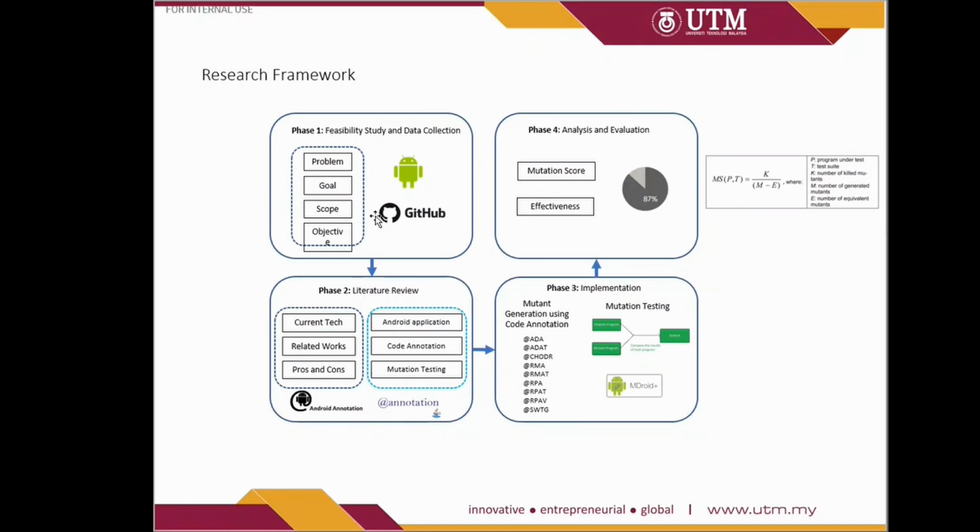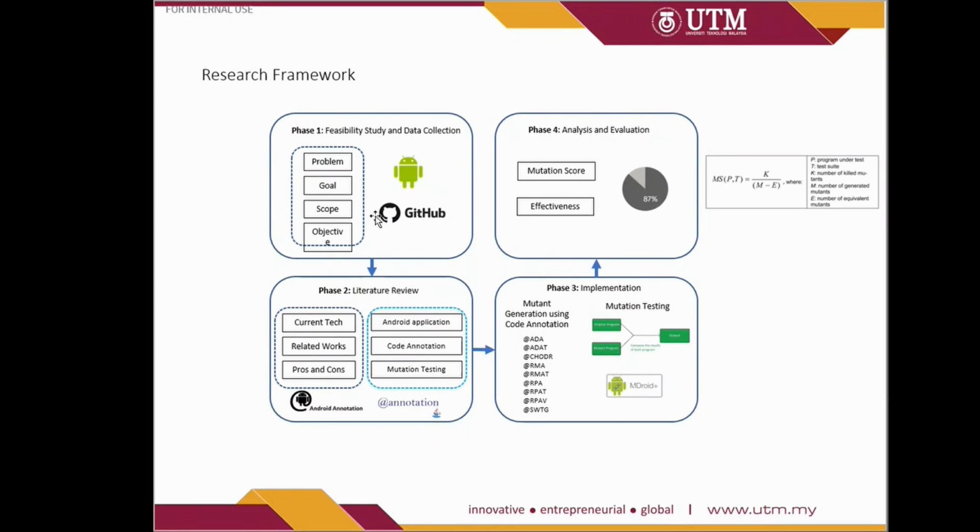In phase 2, we do the literature review, so we review the current tech and also the related works by other researchers. We search a lot of papers, and then we try to compare the pros and the cons. This way we try to focus on what we want to research, which is Android application, code annotation, mutation testing.